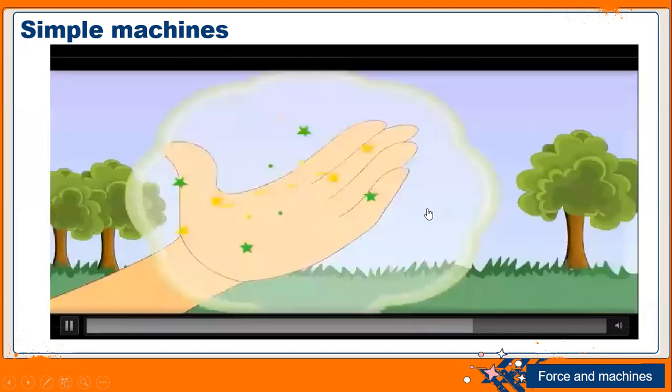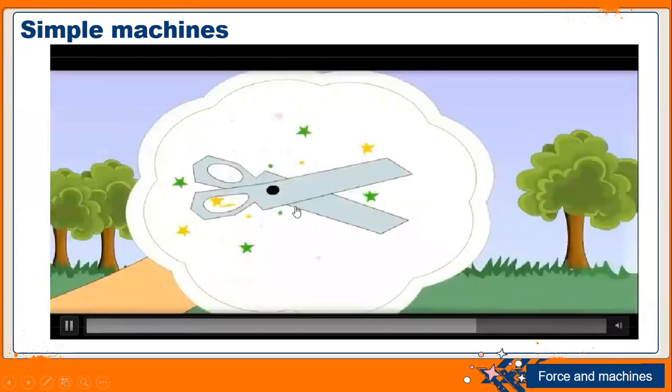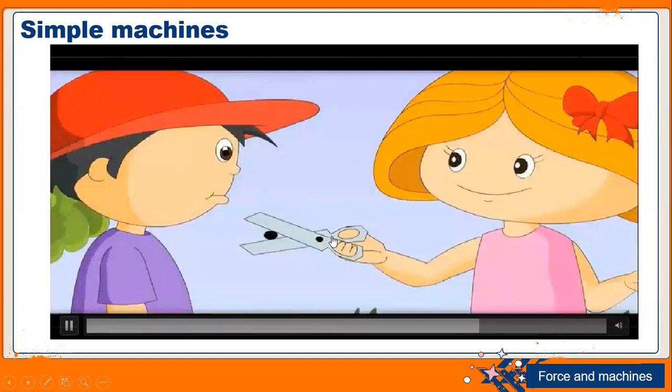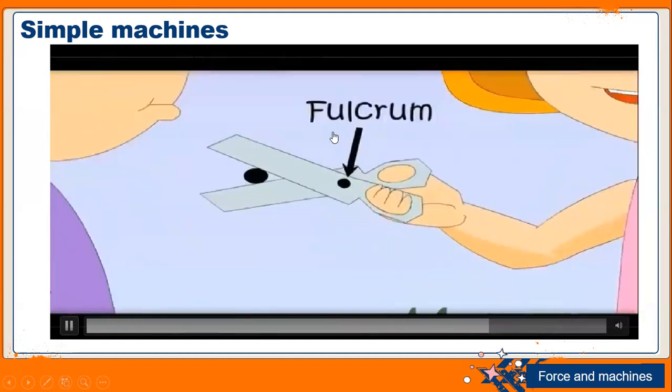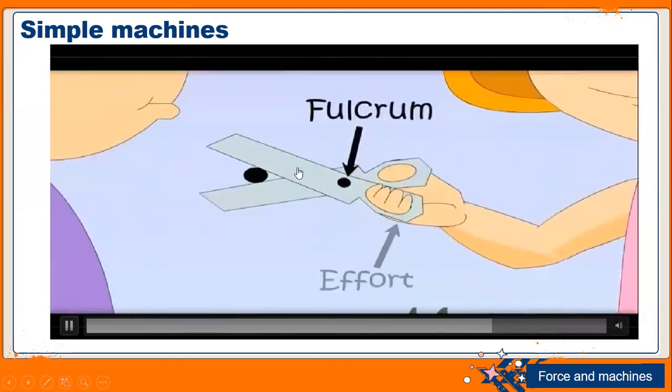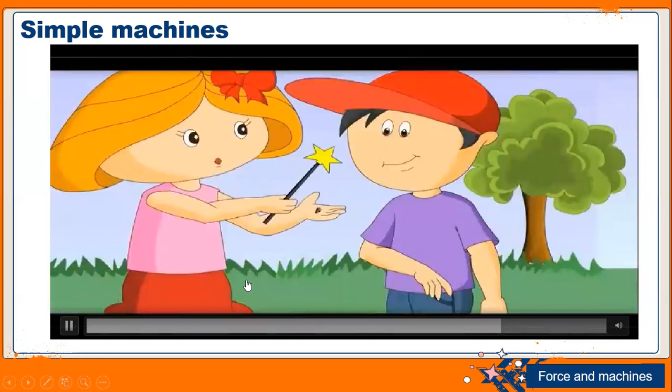Now, can you tell me where the fulcrum is on this simple machine? Oh yes, it is the center. It is fixed. And where is the effort put? Effort is put from the back and the load is on the front. You know, this is also a simple machine.